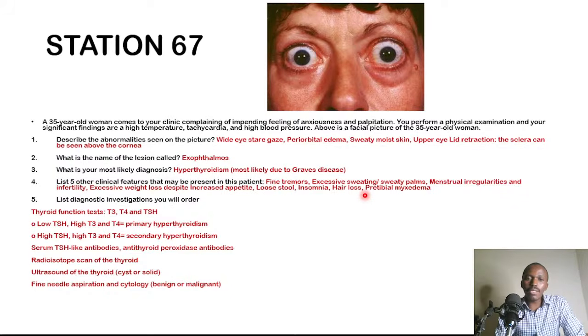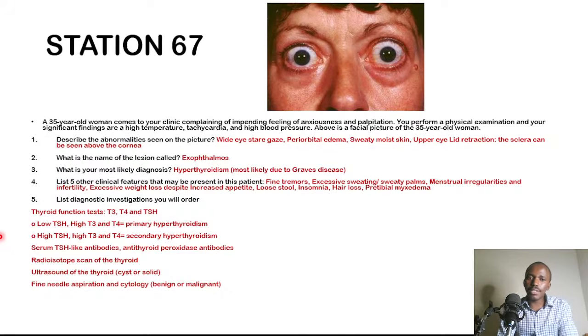Your menstrual irregularities, because she's female. We do not want to see this if it's a male. Please do not write menstrual irregularities if it's a male. Infertility, your excessive weight loss, despite them having a high appetite. Your loose stool, we want to call it hyperdefecation. We don't want to call it diarrhea. Insomnia, your hair loss, and of course your pretibial myxedema.